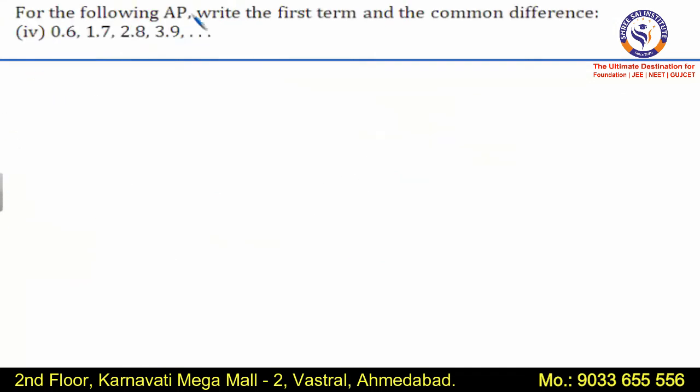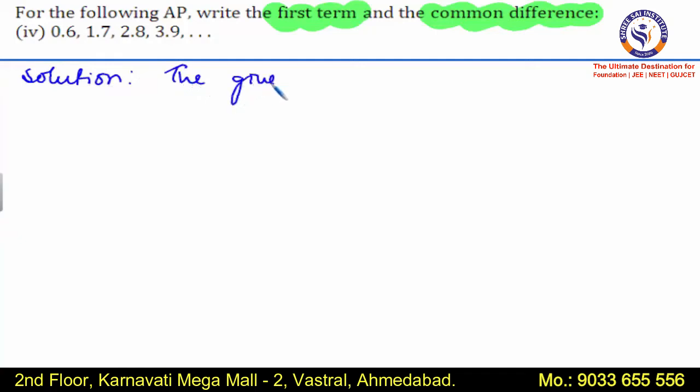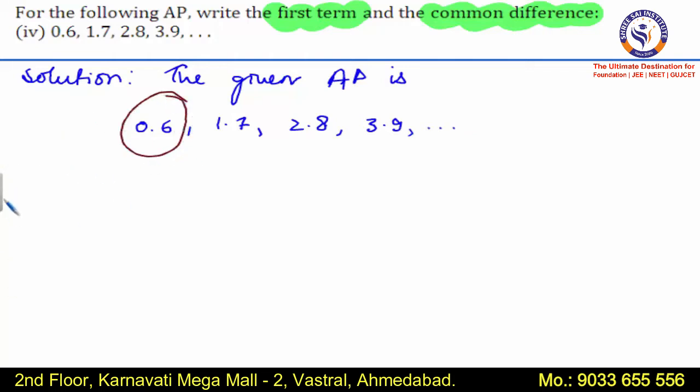For the following AP, write the first term and the common difference. The given AP is, beginning with the solution, 0.6, 1.7, 2.8, 3.9, and so on. Here, as you can see, the first term of the given AP is 0.6.